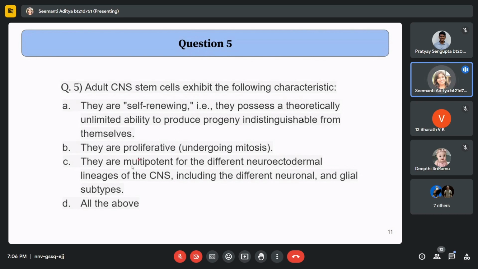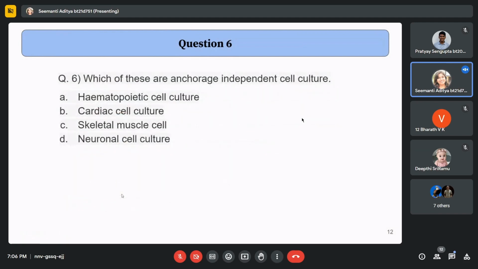So yeah, the correct answer for this is option D. So this is CNS stem cells. Stem cells show self-renewing capacity. Also, they are proliferative and they are multipotent because they can differentiate into different cellular types like neuroectodermal, and also include different neuronal and glial subtypes as well. So the correct option is option D. The next question.